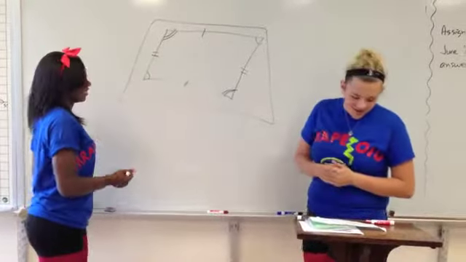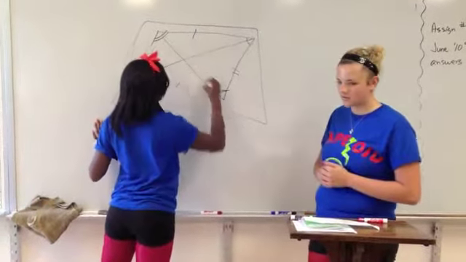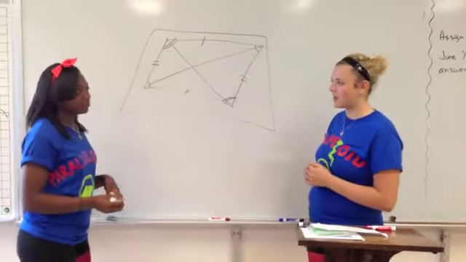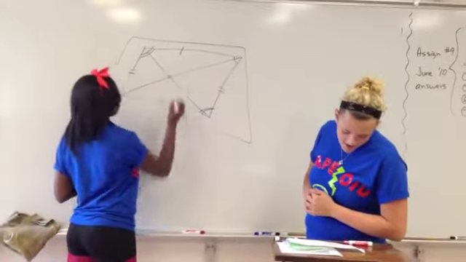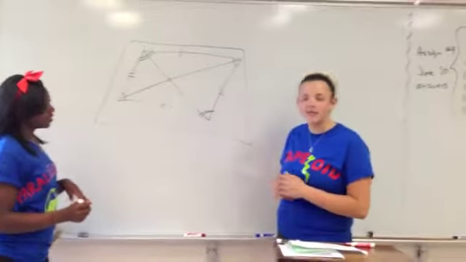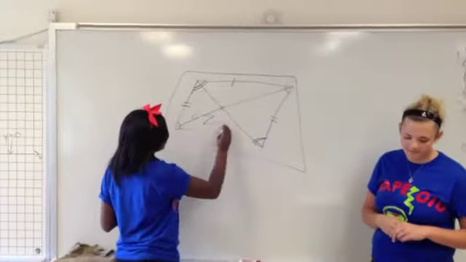Yeah. Diagonals bisect each other. So it means it just splits in half, right? Well, it crosses there. Okay. A diagonal divides the parallelogram into 2 congruent triangles.